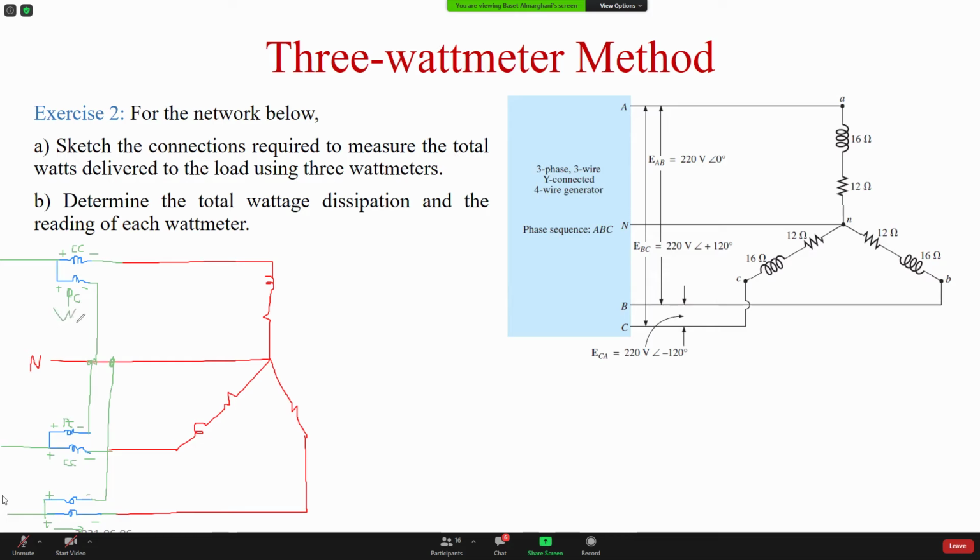This is watt meter 1. This is watt meter 2. This is watt meter 3. This is the watt meter.